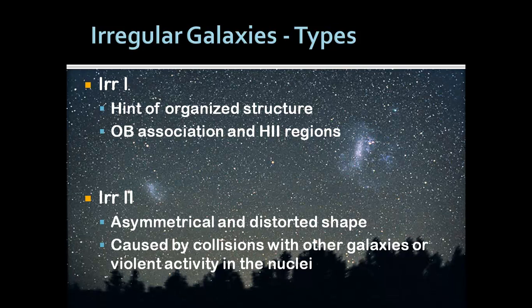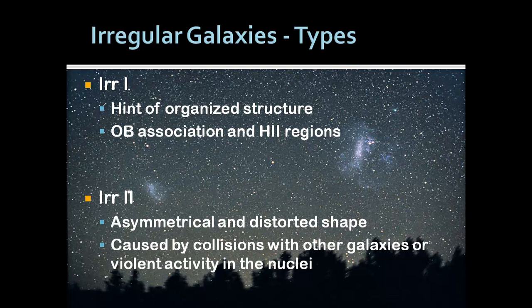So irregular type 1 and irregular type 2 are the two designations of irregular galaxies that Hubble made. Irregular type 1 galaxies only have a little bit of a hint towards some kind of organized structure. Okay, they have a lot of O and B type stars, some H2 regions, and the large Magellanic Cloud and the small Magellanic Cloud are really classified as irregular type 1 galaxies. Okay, and these are actually galaxies that are near our own Milky Way galaxy.